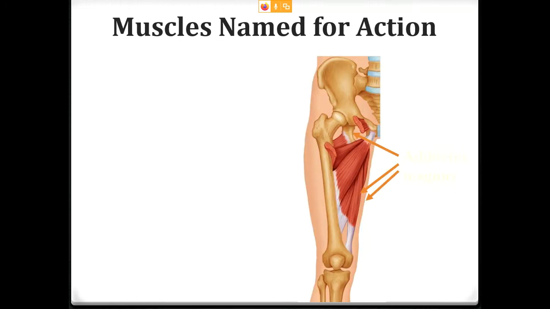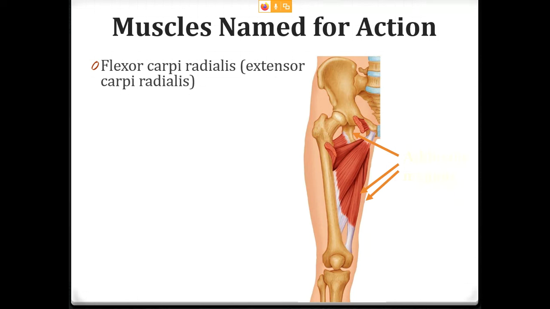Okay. Then muscles named for action. Suppose you see the flexor carpi radialis, the name itself is saying it is responsible for flexion. Carpi means carpals, radialis, as it is present laterally, it is called radialis. Extensor carpi radialis is responsible for extension, so it is called extensor. Carpi means carpals. Radialis means as it is present laterally, that is called radialis.